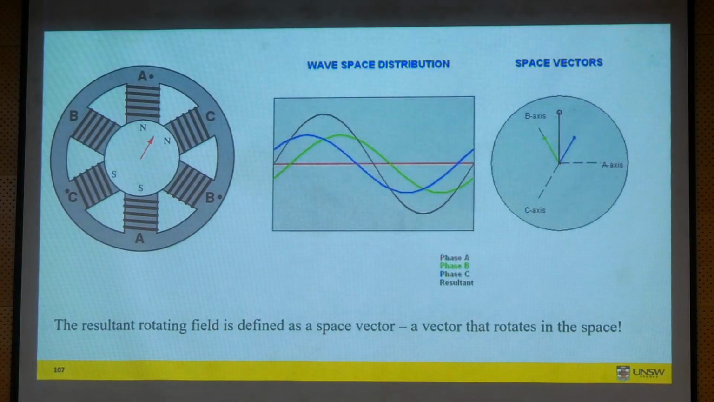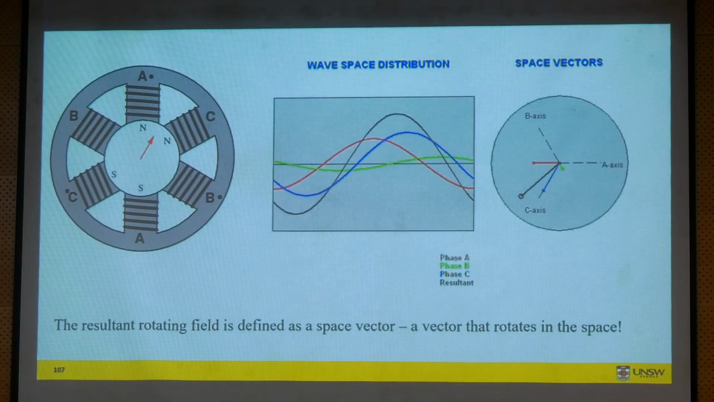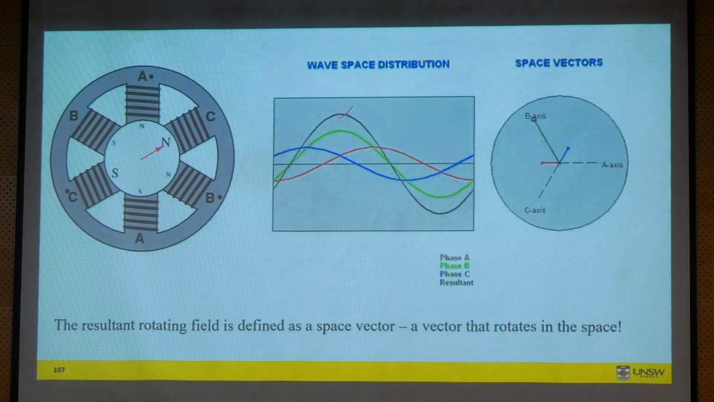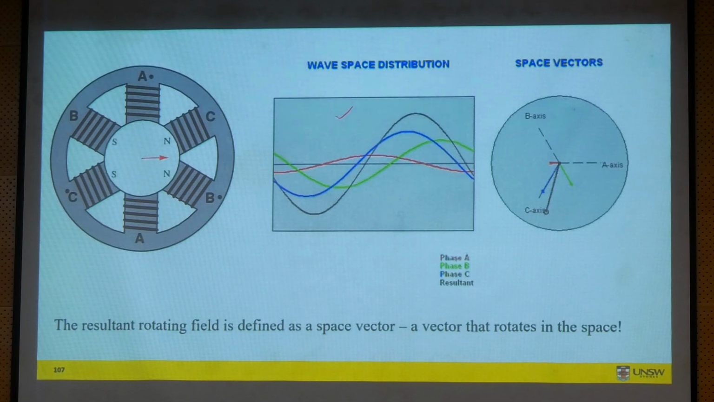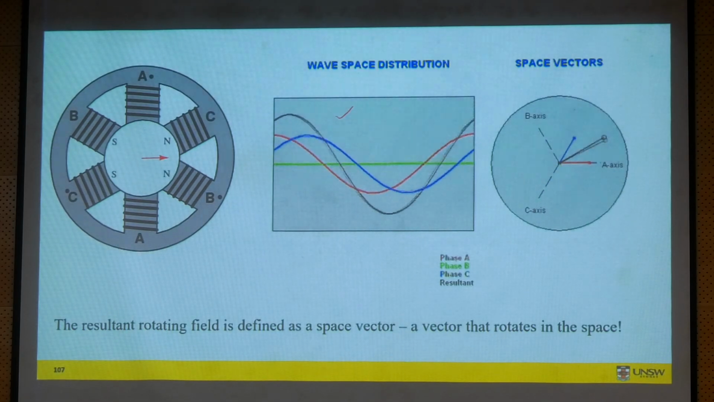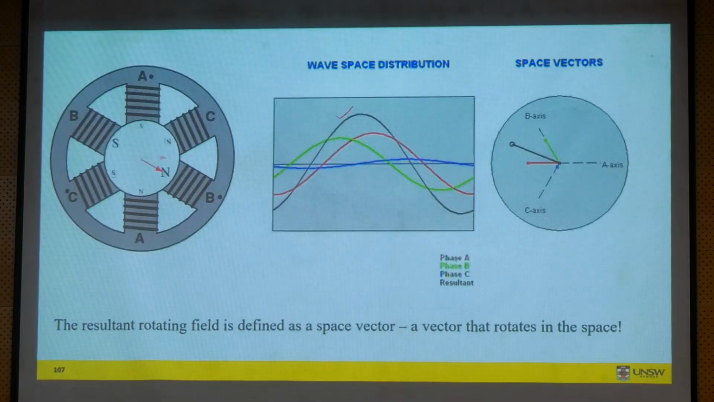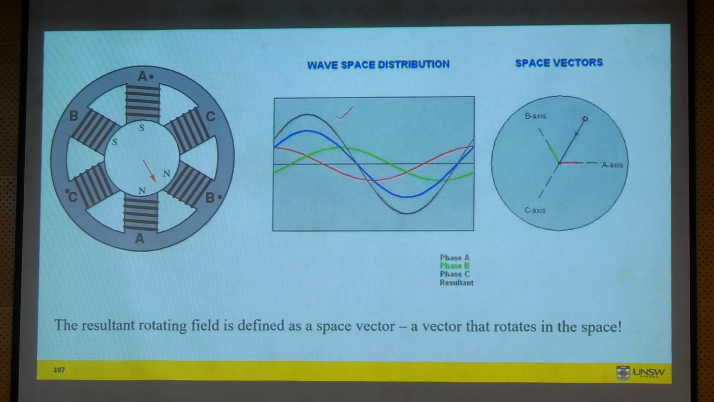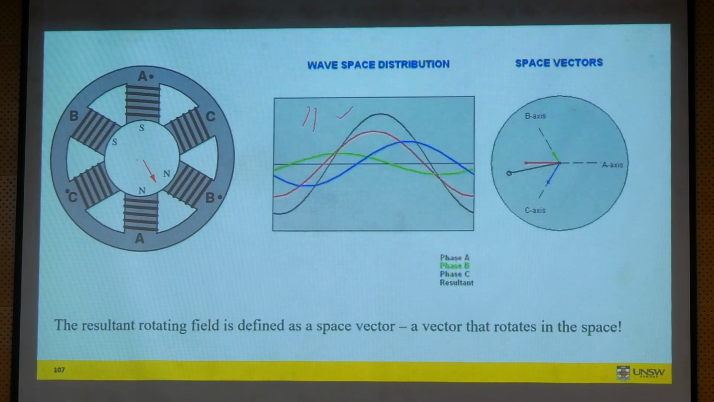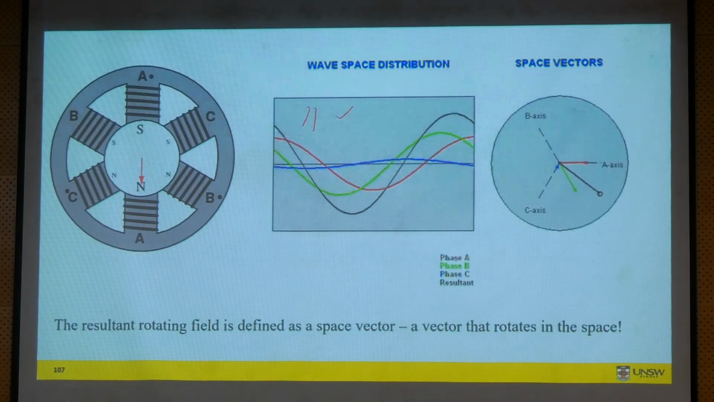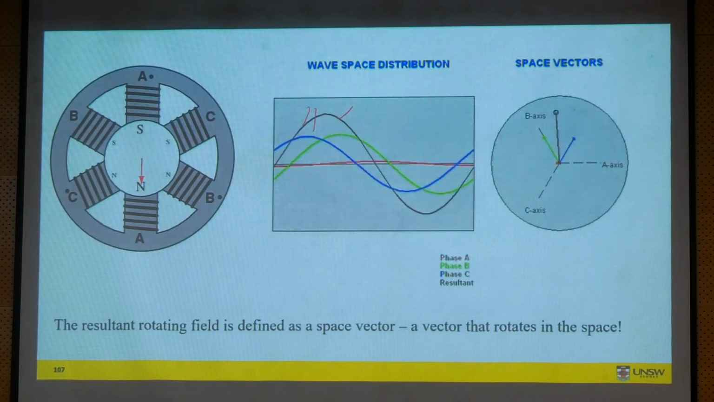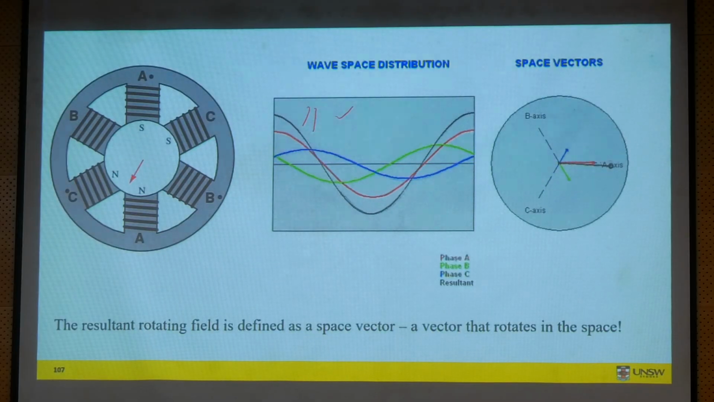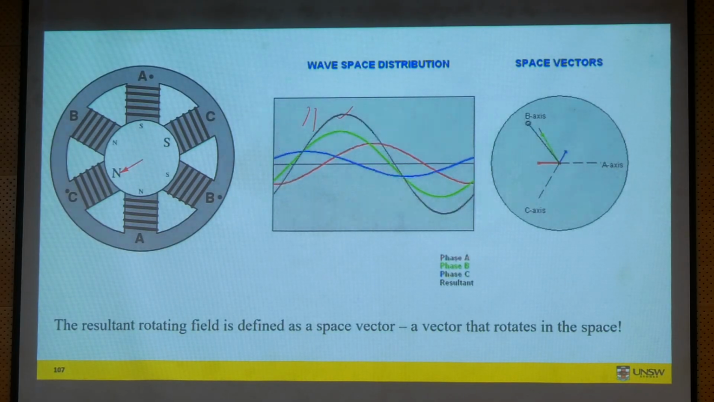Okay? So if we only supply single phase, our flux or MMF, whatever you take, they fluctuate, go from positive, negative, positive, negative. But if you add all the three phases together, you get a resultant flux which is rotating. And if we look at as a waveform, this black one is your resultant field. Okay, rotating field, rotating MMF, whatever you say.